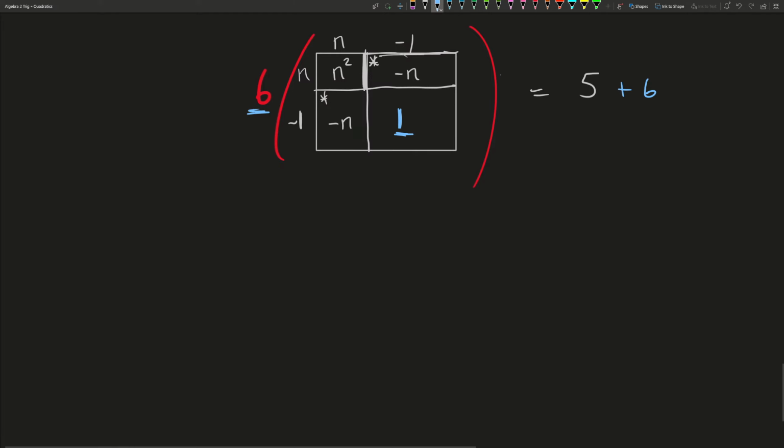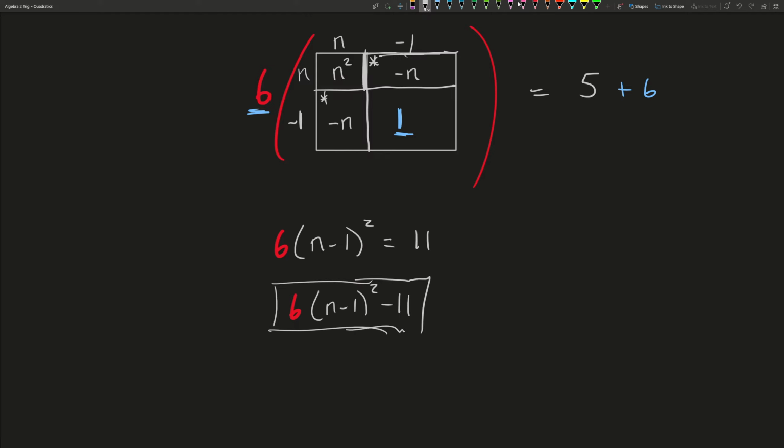So what we get is 6 times n minus 1 squared is equal to 11. Then we just get everything to the left, and we're pretty much done. So we get 6 times n minus 1 squared minus 11, and this is our equation. The vertex of this is (h, k), so we get (1, -11).